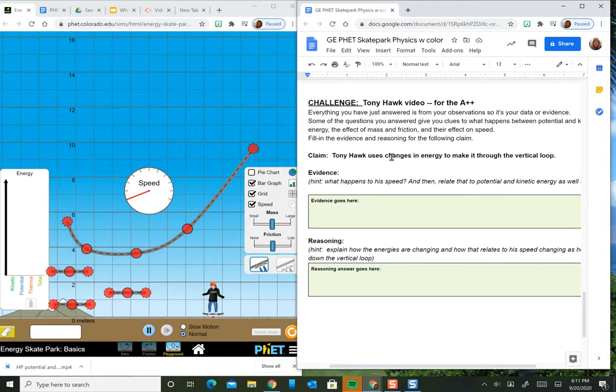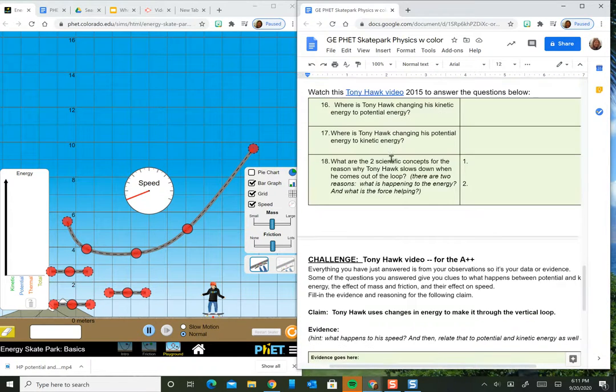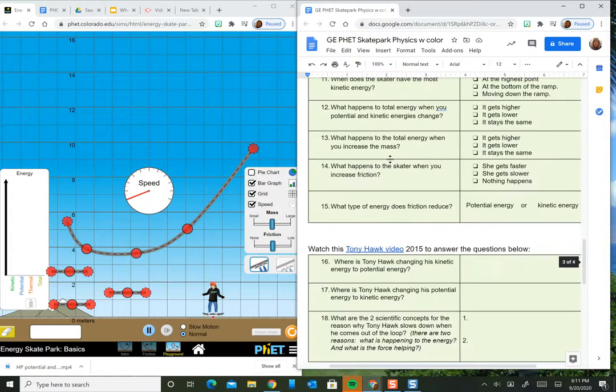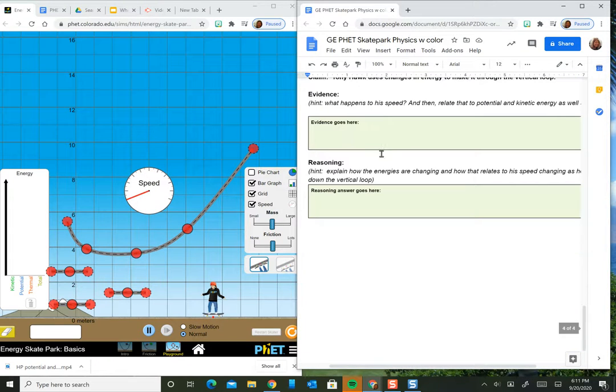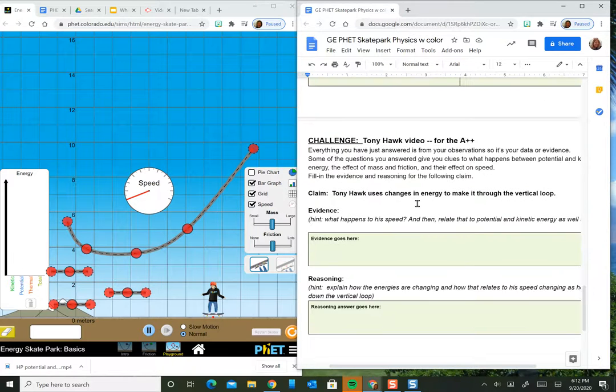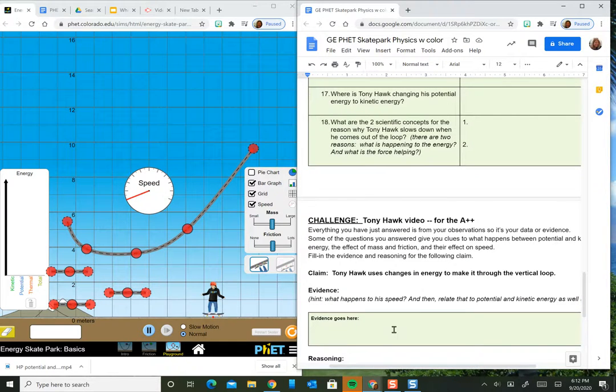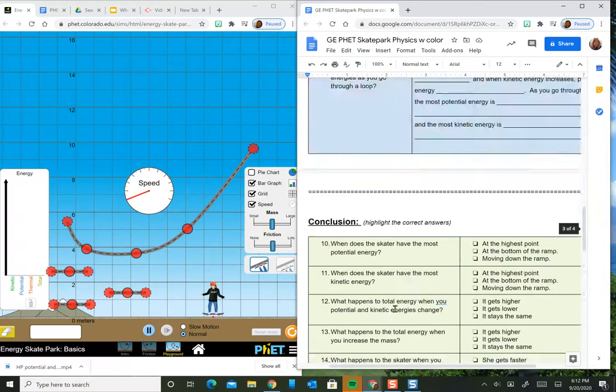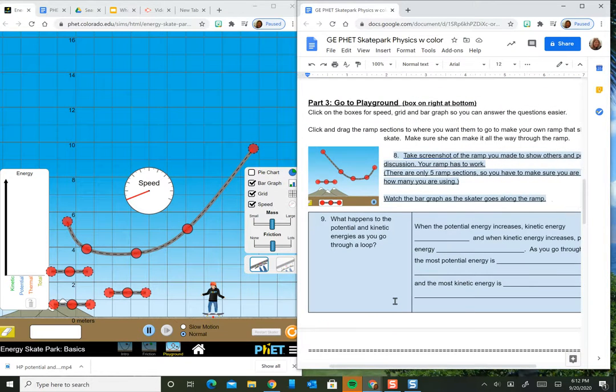How do you know energy changed? So that's going to be your evidence. And the reasoning goes here. Explain how energy changes and how it relates to speed as he's going down the vertical loop. And so you should be able to answer that question if you've done everything else. All right. And then you're going to submit this handout, and then we'll see you later.